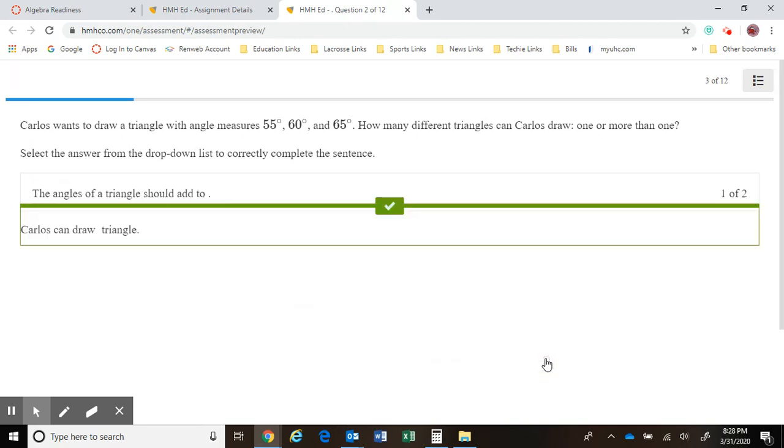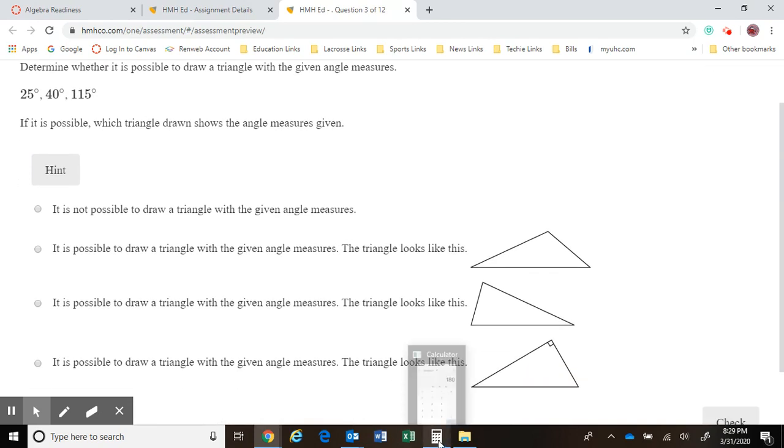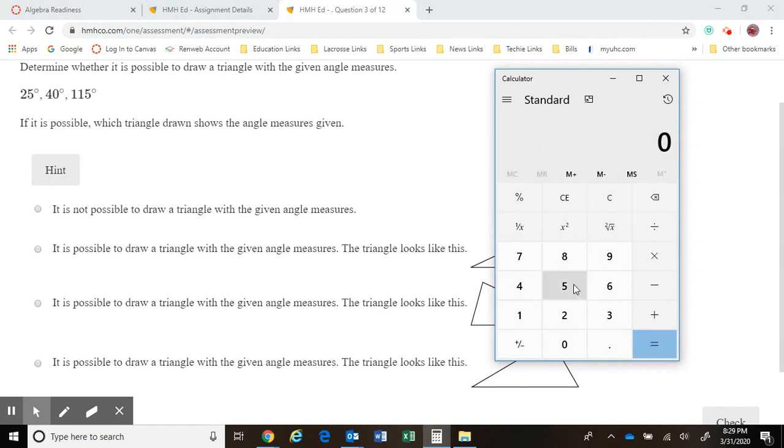All right. Question number 3. Determine whether it's possible to draw a triangle with the given angle measures. You have an angle of 25, an angle of 40, and an angle of 115. So again, I'm going to get my calculator out. 25 plus 40 plus 115, and that equals 180. So it is possible to draw that triangle.